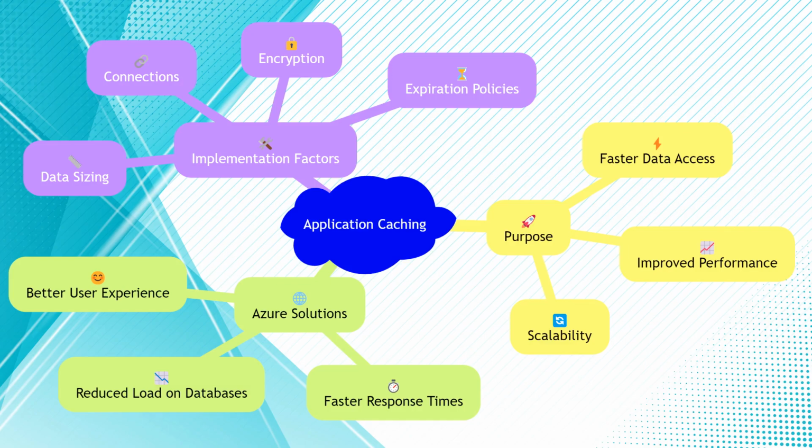Application caching is a technique used to store copies of data in a temporary storage location, or cache, so that future requests for that data can be served faster. This is crucial for improving the performance and scalability of applications. In the context of Azure solutions, caching can significantly reduce the load on databases and other back-end services, leading to faster response times and a better user experience.